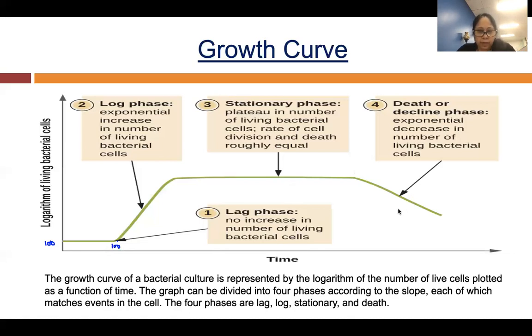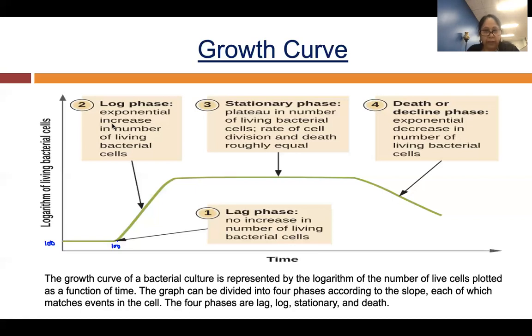I lost my PowerPoint. Anyway, that's the log phase. So the lag phase is the number one phase. During that time, there is no division of cells. That's the time when bacteria settle down inside the new media. They start accumulating all the protein enzymes to grow or to divide. So that's the lag phase, but there is no increase in the number of living bacterial cells.